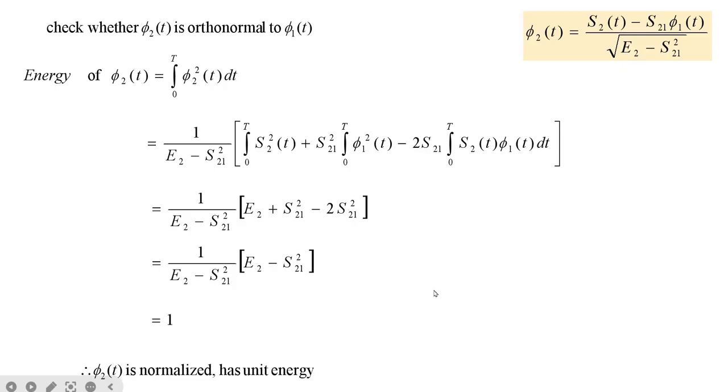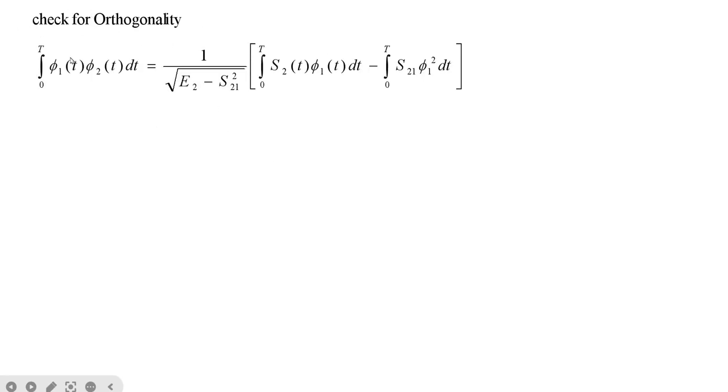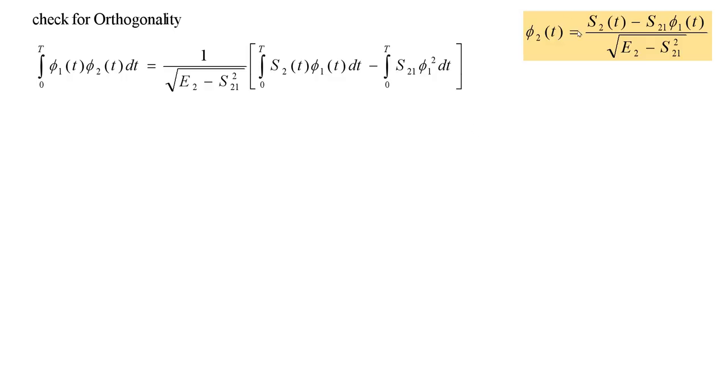Okay, now next for orthogonality, here we should get the value as 0. So to check the orthogonality, we will use the equation integration 0 to T phi 1 of t into phi 2 of t dt, which is equal to, okay, so here we have substituted for phi 2 of t and kept phi 1 of t as it is. Phi 2 of t is this, that is s2 of t minus s21 into phi 1 of t divided by square root of E2 minus s21 square.